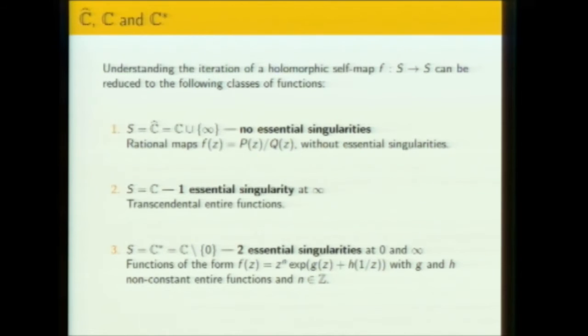And essentially, the kind of functions that you can study fall in these three big classes. The first one, when you don't have any essential singularity. For instance, this is the case of polynomials, the one that I showed you before. The second case, when you have one essential singularity. This is the case for entire functions, functions that are analytic in all the complex plane, except at infinity. Or the third big class is the ones that are analytic.